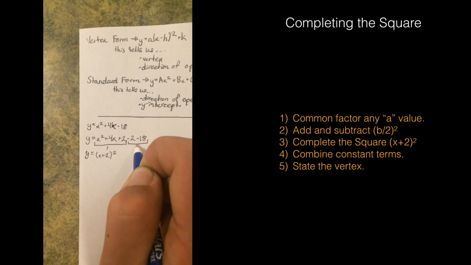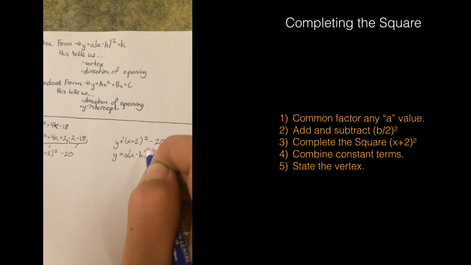Now we should look at vertex form. Our completed square is y equals (x plus 2) squared minus 20. Vertex form is y equals a(x minus h) squared plus k. So we know that a equals 1, h equals negative 2, and k equals negative 20.